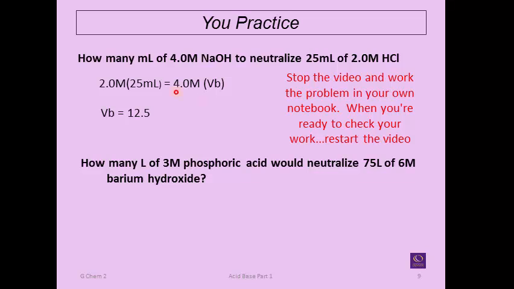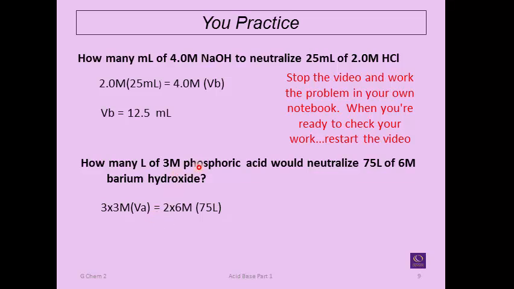And one of the keys here is when you bring this molarity over, it's going to cancel. It's going to leave the volume. So the final volume is whatever volume I used here. So it's in milliliters.